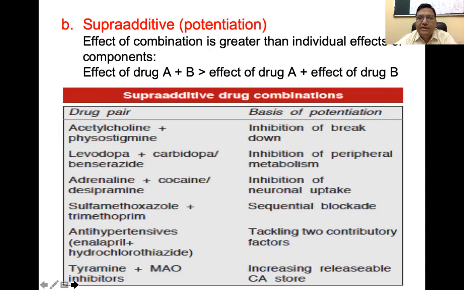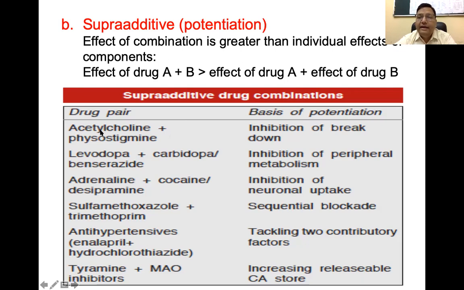Supra-additive or potentiation means the effect of both drugs together is greater than the sum of the effects of the individual drugs. That means they are not only working in the same direction, but their combination is going to produce a better response than the individual drugs summed, because they act through different pathways. These drugs act through different pathways, but their use is common.